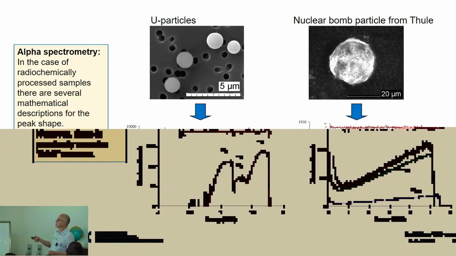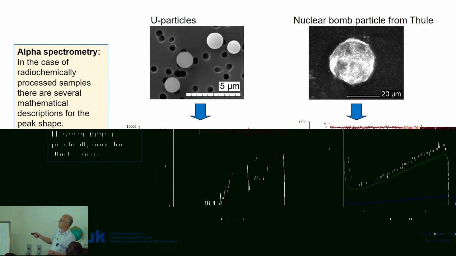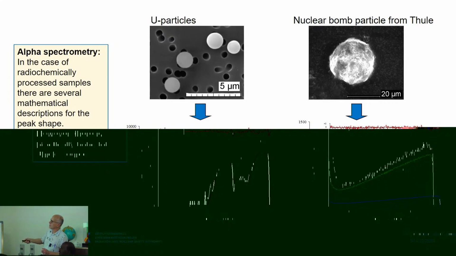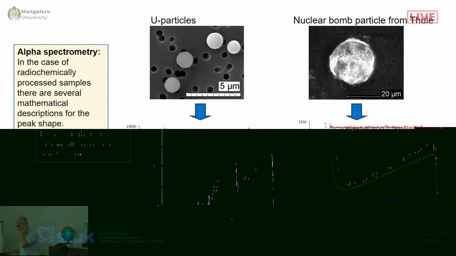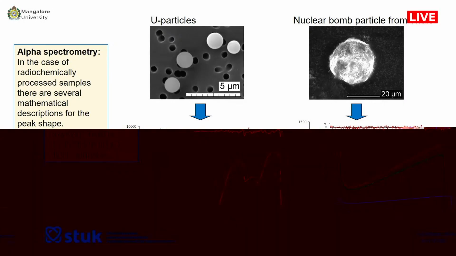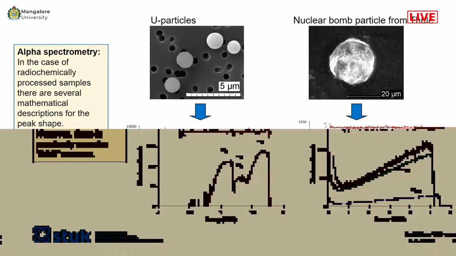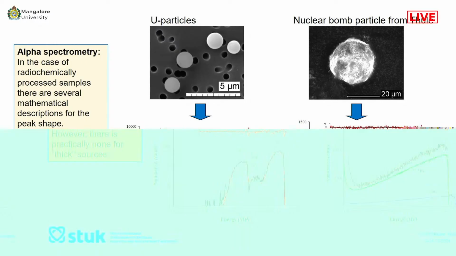I think that I already showed you this one, so nuclear bomb particle again. Operation with German scientists from Karlsruhe Research Center. These are uranium particles of diameter about 1 micrometer or so. So they are pure uranium, nothing else.